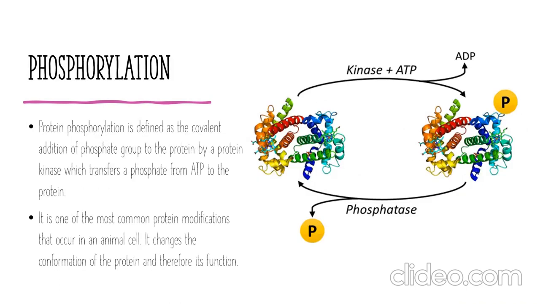Many proteins are modified by the addition of a phosphate group. This process is known as phosphorylation. The phosphate group is added to the protein by an enzyme called kinase, which transfers a phosphate from ATP to the target protein. This phosphate group can be removed by a phosphatase enzyme, making phosphorylation a reversible process. It is done to change the 3D conformation of a protein. It can change the 3D structure of the protein and therefore its function.